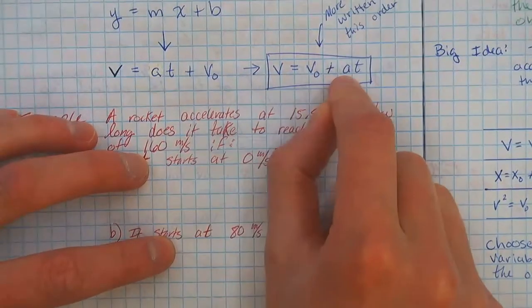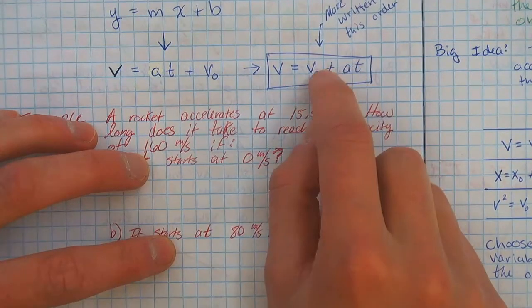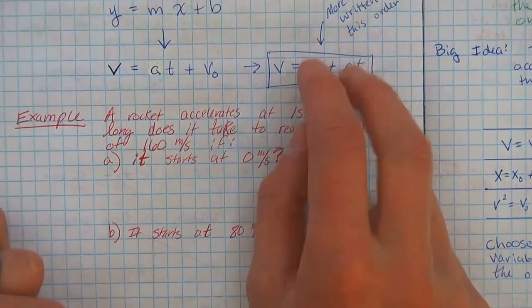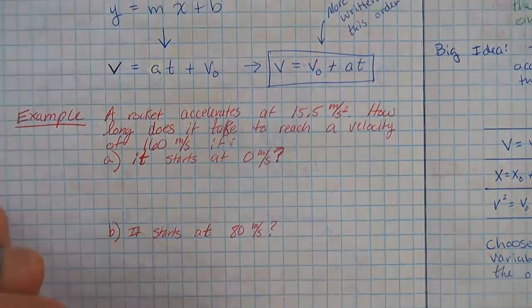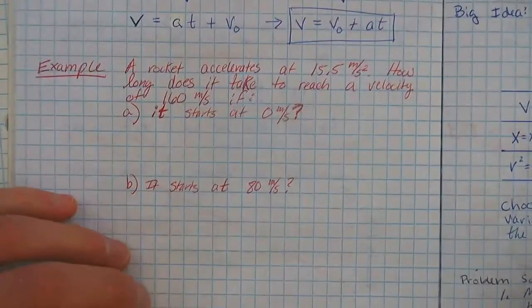It's generally written this way instead, where I've flipped the a t and the v naught. That's the only thing that changes, but that's the way I will be writing it. So let's take a look at our example problem here.